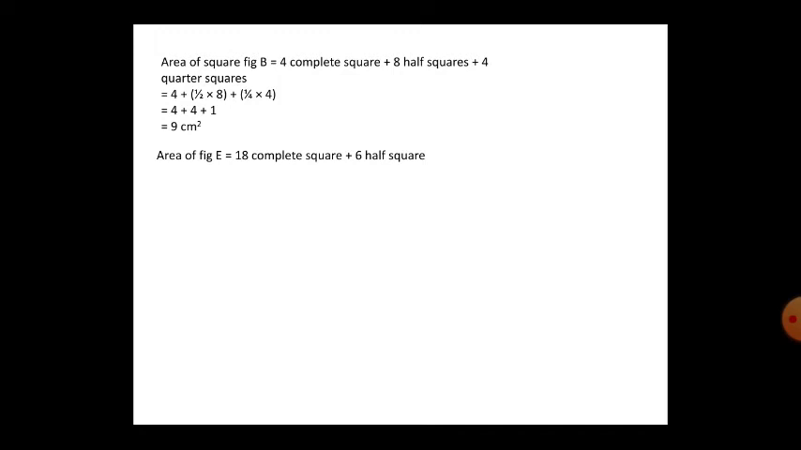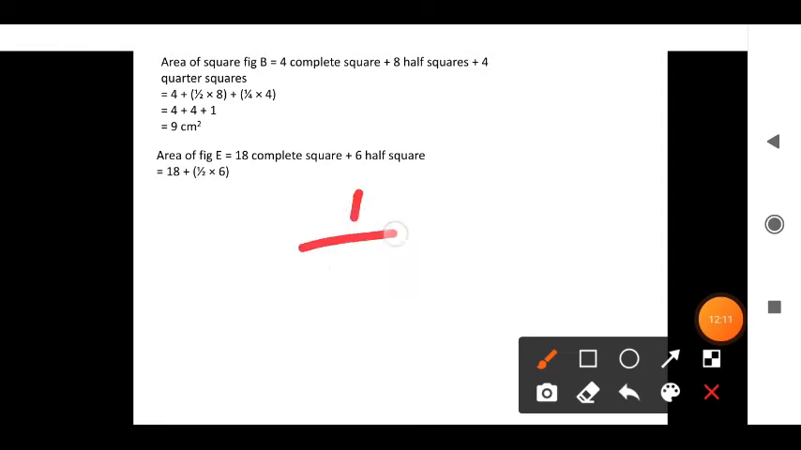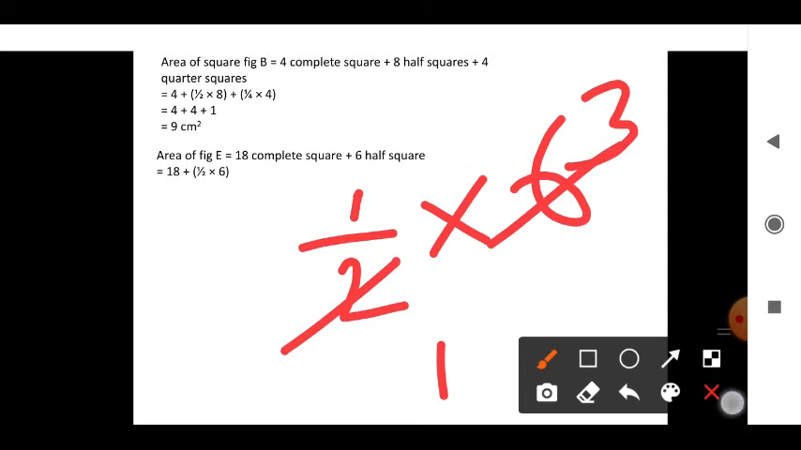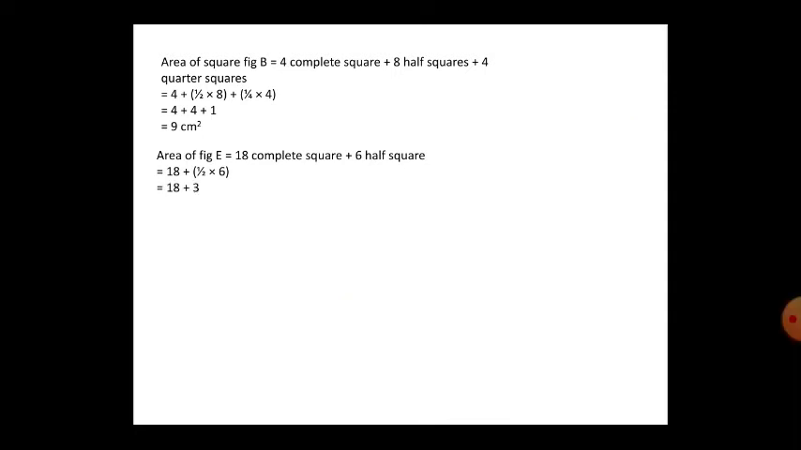Area of figure E. Figure E has 18 complete squares, you can observe, and 6 half squares. So for 18 complete squares you write 18, and half means you mention 1 by 2 into 6. How many half squares are there? There are 6 half squares. So 2 ones are 2, 2 threes are 6. 18 plus 3, that is 21 centimeters square.